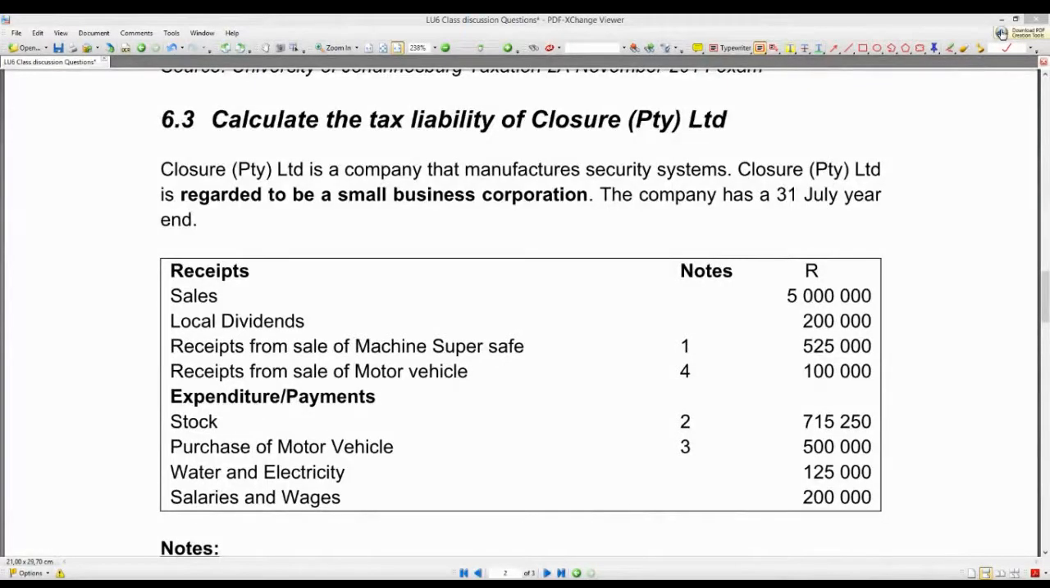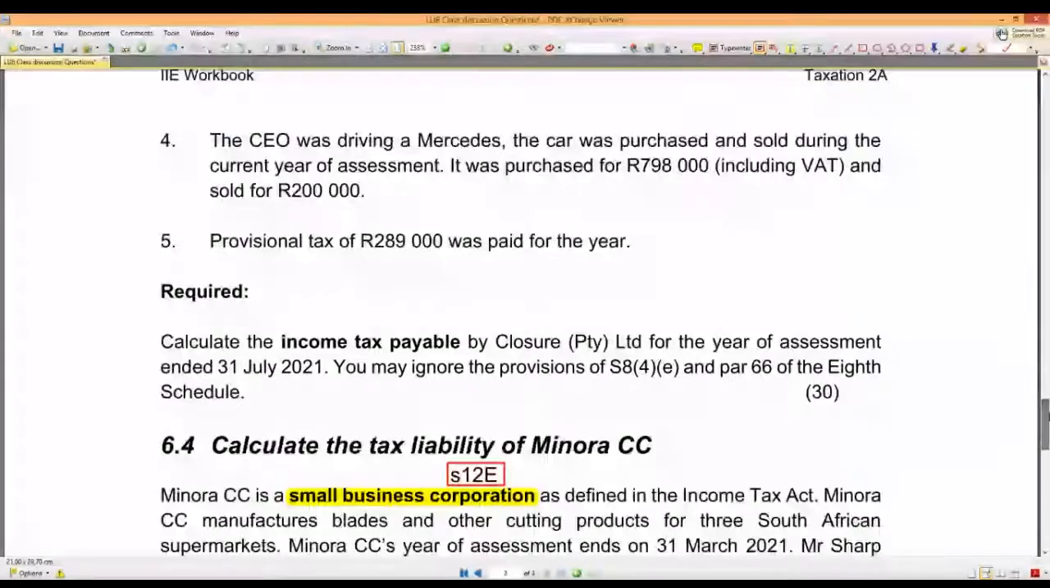Okay, so for question 6.3, we also have to work out, let me just scroll to the bottom, the income tax payable. So income tax payable would be your tax liability after any prepaid taxes or any provisional tax. Now, what they said is you may ignore provisions of section 84E, which is your recoupment, and paragraph 8 schedule, which is your capital gains.